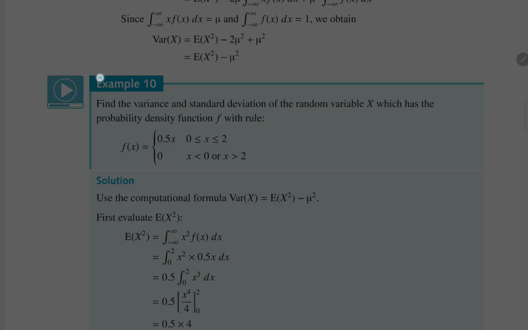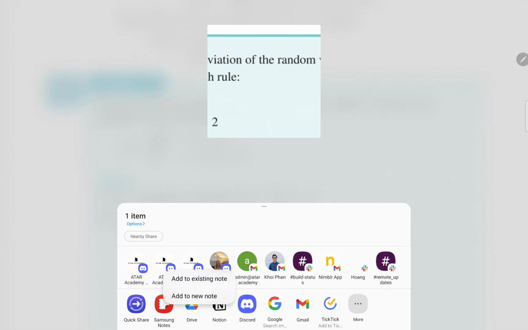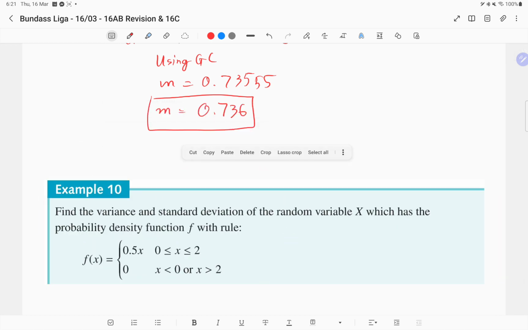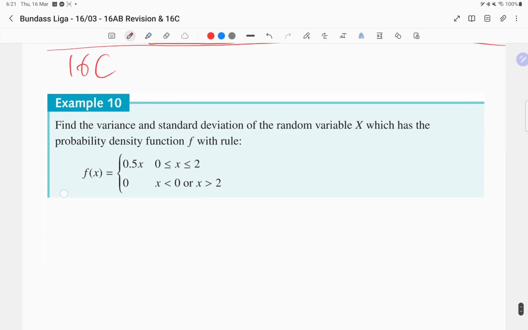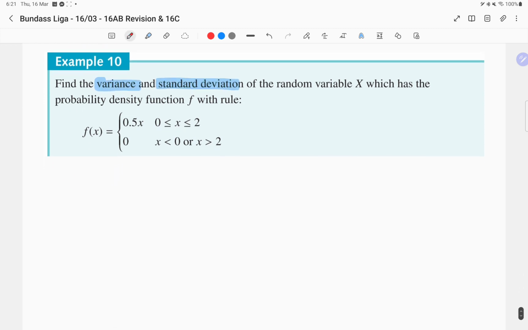Now, example 10. Find the variance and standard deviation of the following PDF. Draw a quick line here, and this is now chapter 16C, measures of spread. So the first one is variance and standard deviation. Do you guys remember the formula for variance? I flashed it to you once. Var of x equals? Yes, E of x squared minus the mean squared.